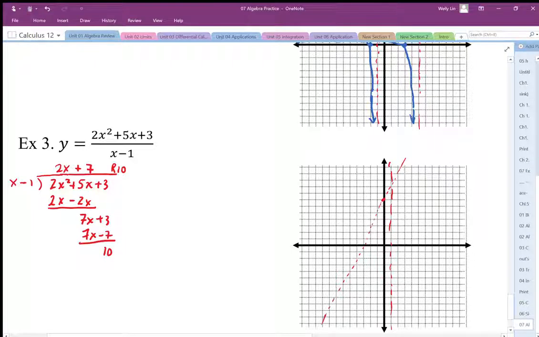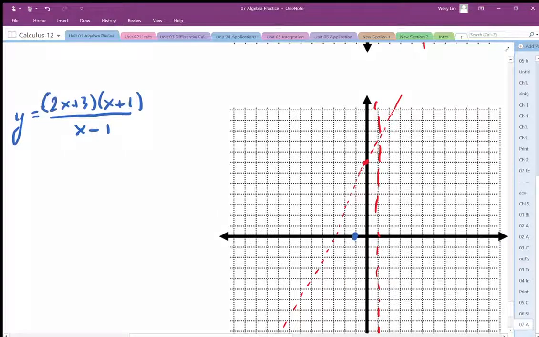Okay, I want to now factor to get my zeros. Factoring this, I end up with y equals (2x plus 3)(x plus 1) all over x minus 1. So I have a 0 at negative 1. I have a 0 at negative 1.5. So right there, oh, those are really close together. So it's almost basically touching there. It's going to follow the asymptote here like this. It's going to touch and then come down.